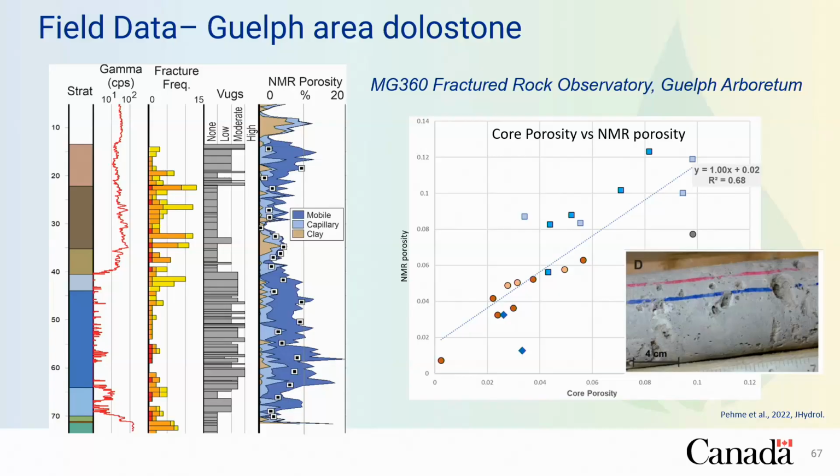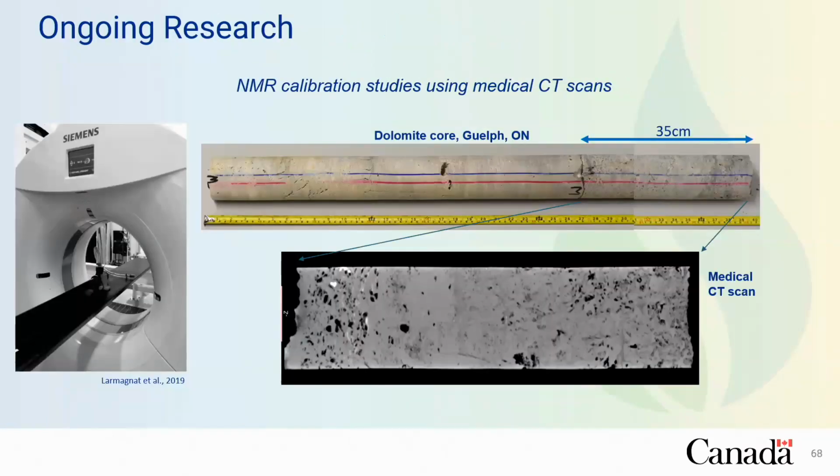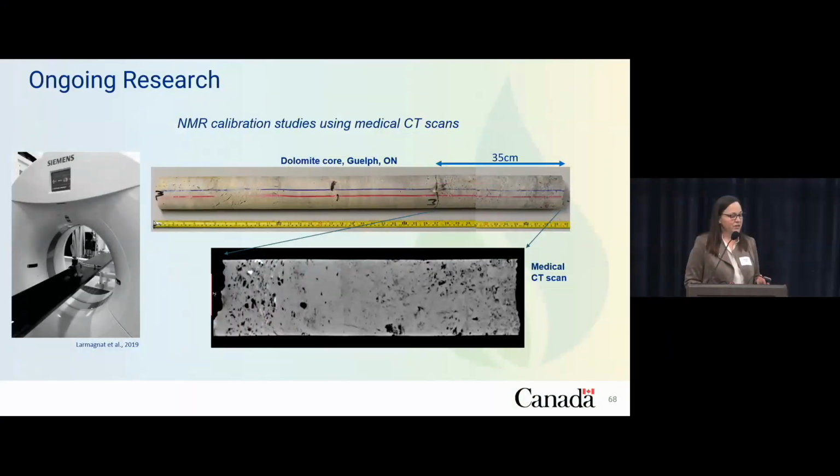So as part of our study, I'm just going to close out with a couple of slides on the direction that we're taking this research now, because we realized that in order to calibrate the NMR tool, we really needed something to compare with, as opposed to just little discrete core pucks. We needed something a bit more continuous along the borehole, or along the core. So a colleague of ours at GSC in Quebec City has developed a technique to scan cores with a CT scanner, a medical CT scanner.